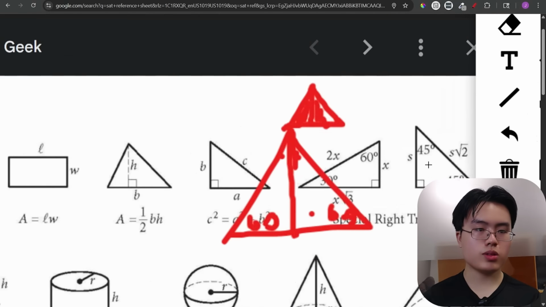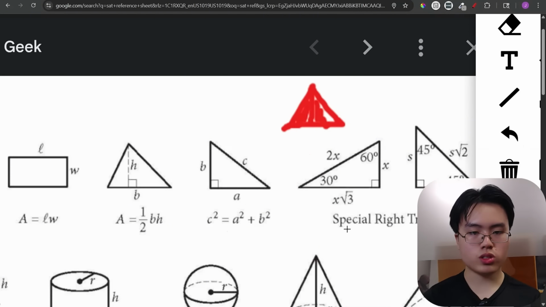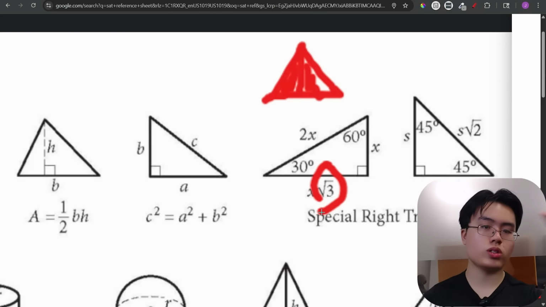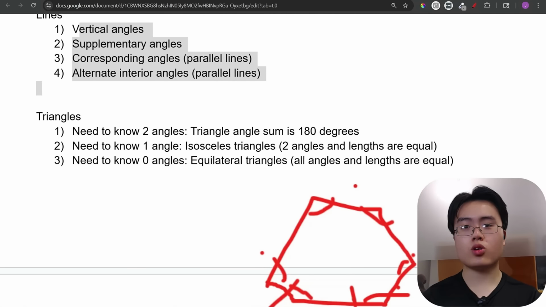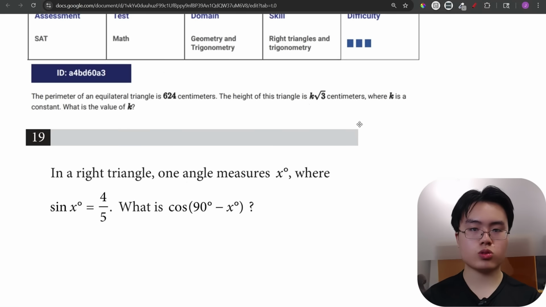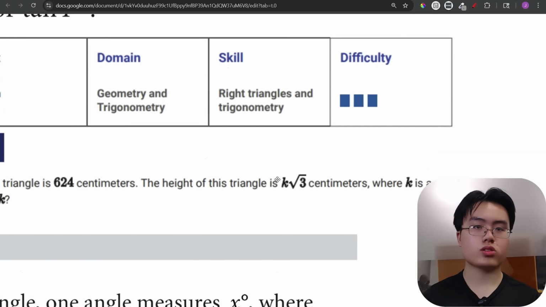That you see all the time. Also, a dead giveaway for 30, 60, 90 triangles is anytime you see a square root of 3. If you see a square root of 3 in the answer choices or in the question, anywhere, it's almost guaranteed that you have to use a 30, 60, 90 triangle somewhere. So you see a square root of 3 right there, you probably have to use a 30, 60, 90 triangle somewhere. Okay, so that's a dead giveaway too.